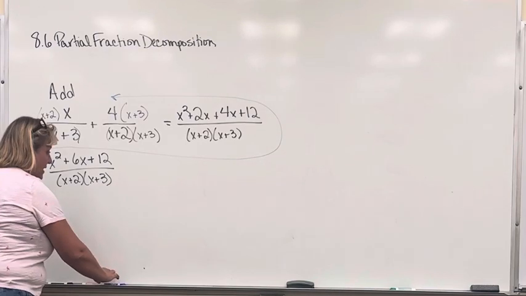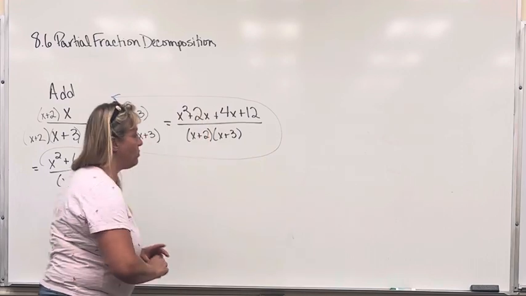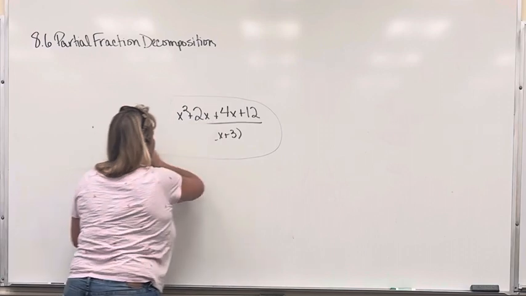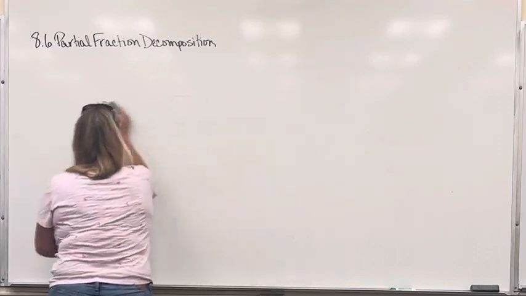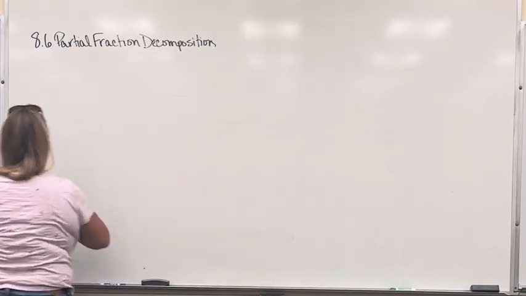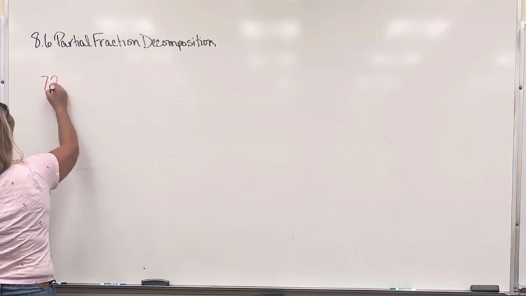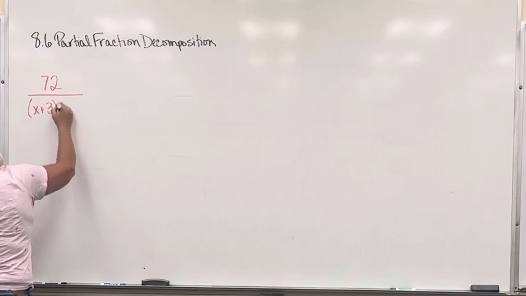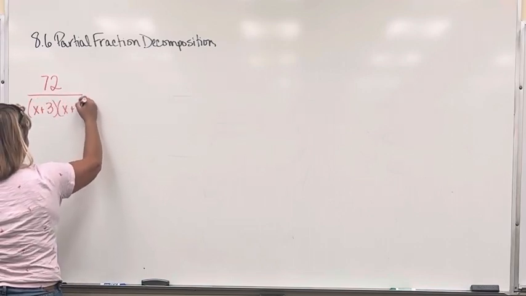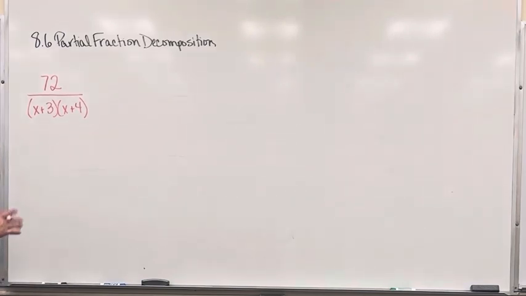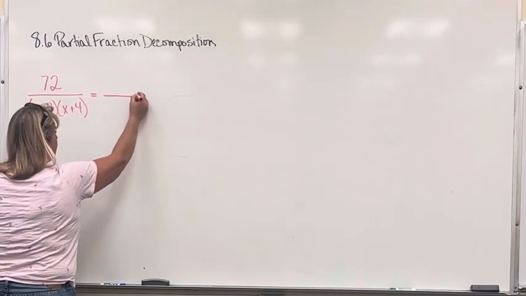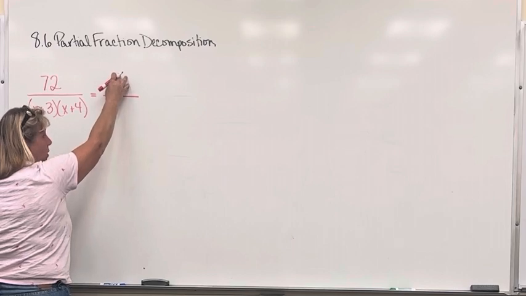So first, let's look at this. We won't jump right into a problem, we'll just start it off. So let's say that we were given, it really doesn't matter about the top right now, so we'll just say 72, and we had x plus 3 and x plus 4 on the bottom. Okay, so we have our common denominator already, and what we're doing is we're pulling it apart. Now, when we pull it apart, we don't necessarily know what's going to go on the top. That's what we're looking for.